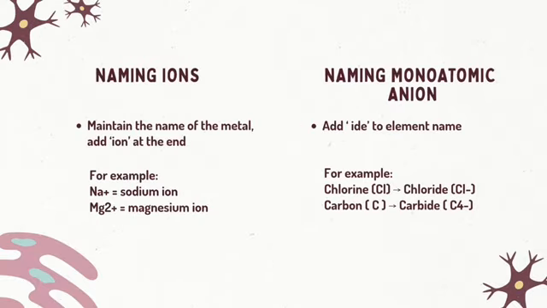Today we are learning how to name ions. First, let's talk about metal ions. For metal ions, the rule is very simple. Keep the name of the metal and add the word ion at the end. For example, Na+ is called sodium ion and Mg2+ is called magnesium ion. So basically, metal names stay the same, just add ion.